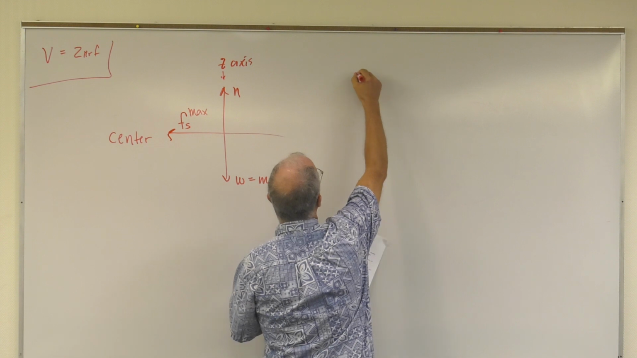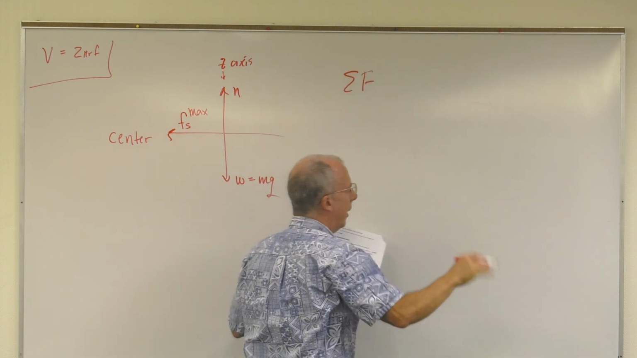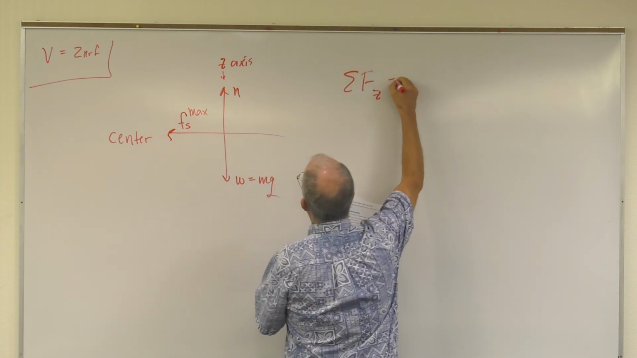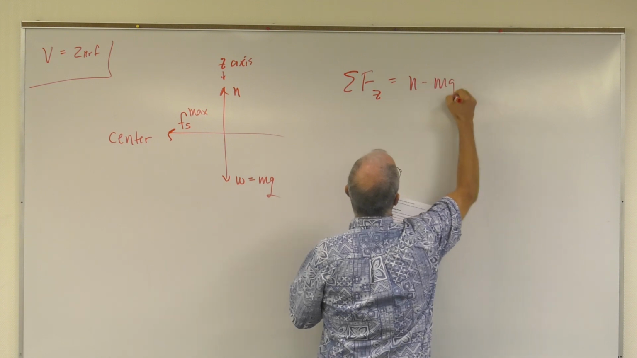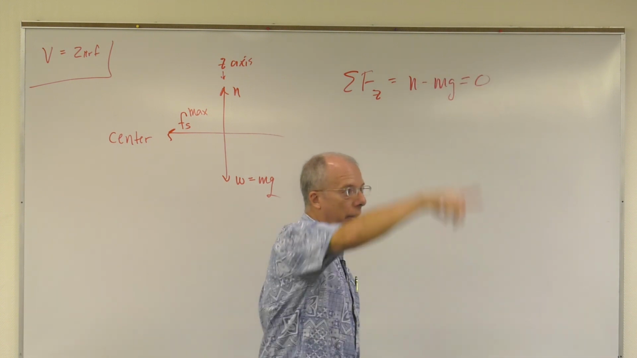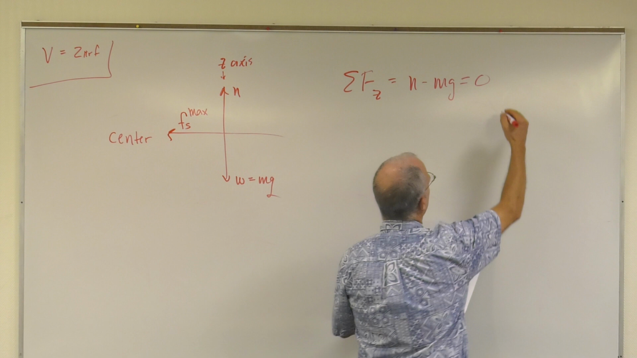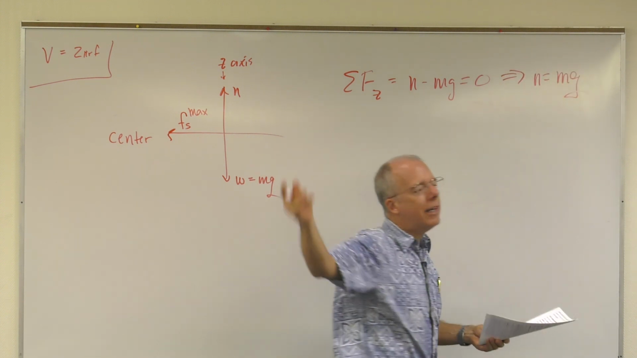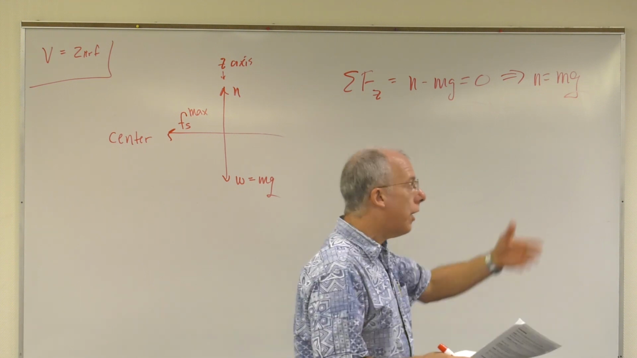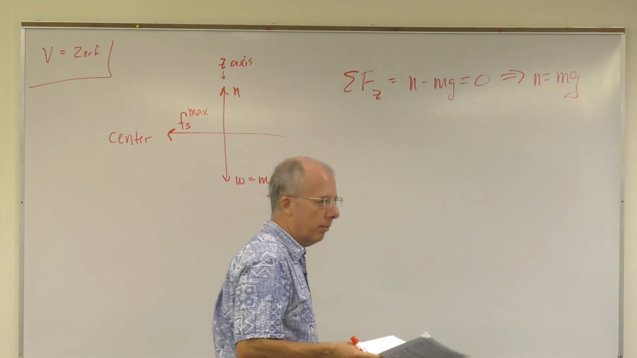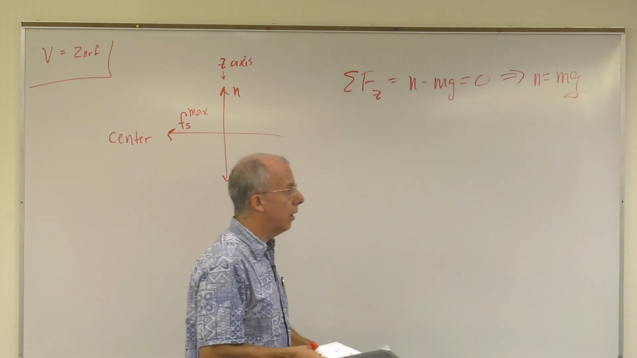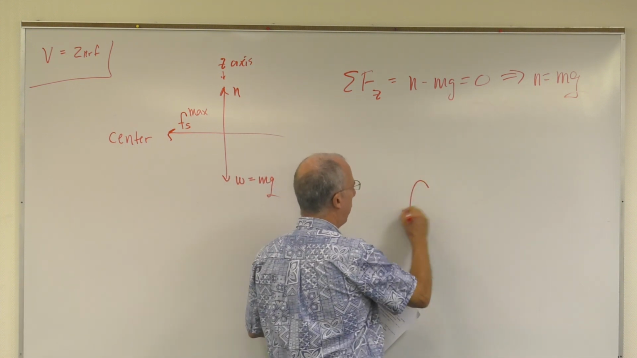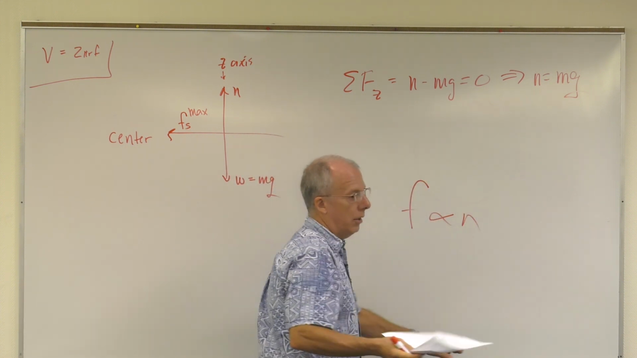So the sum of the forces along the z-axis, N minus mg, is 0. It's not accelerating up and down. Therefore, N equals mg. Now, why did I do that? Because there's friction in the problem. And like we talked about previously, whenever there's friction in the problem, the force of friction is proportional to N, so you have to solve for N.